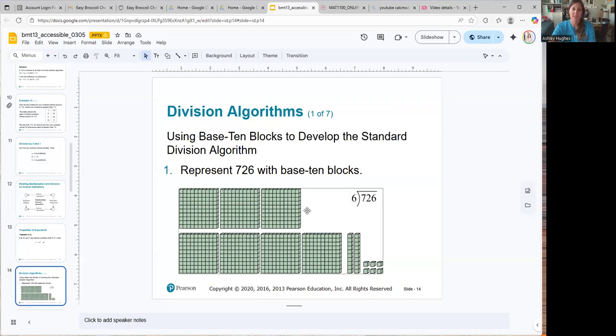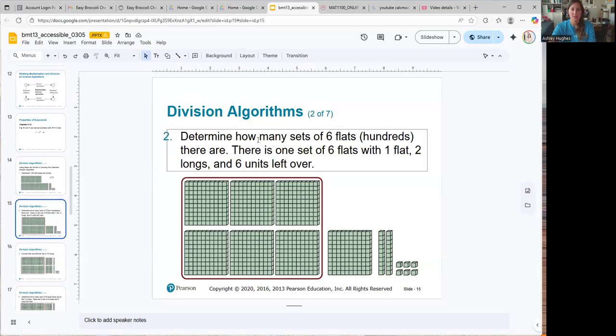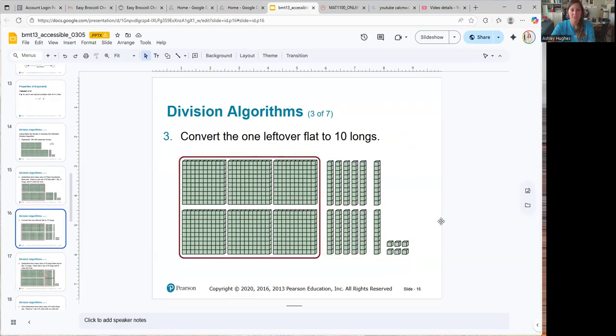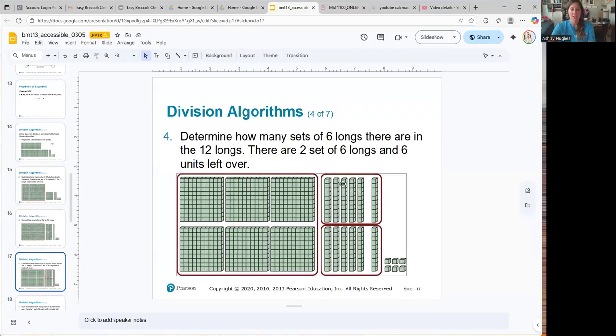Here's illustrating this with base-ten blocks. You have 7 100 blocks, 2 10 blocks, which would be 20, and 6 unit blocks. So remember, how many sets of 6 are there? There's one set of 6 with 1 flat, 2 logs, and 6 units left over. There are 2 sets of 6 longs and 6 units left over. So if you count those here, convert the 1 leftover flat to 10 logs. So that's why there are these extra now. So now you have the 12 logs. And so there are 2 sets of 6 logs and then the 6 units left over.